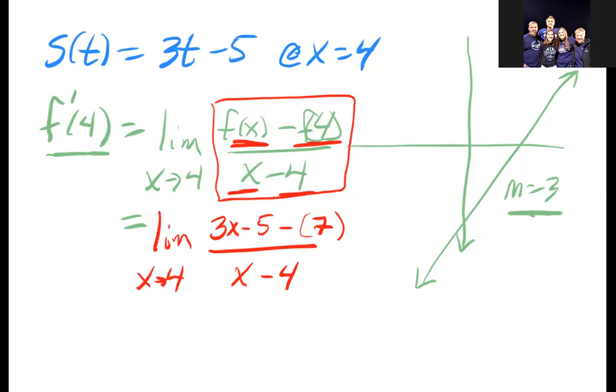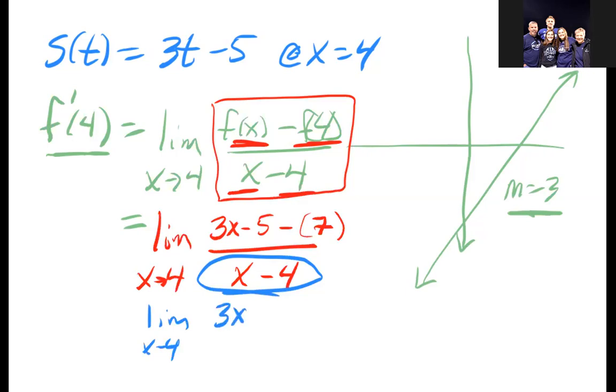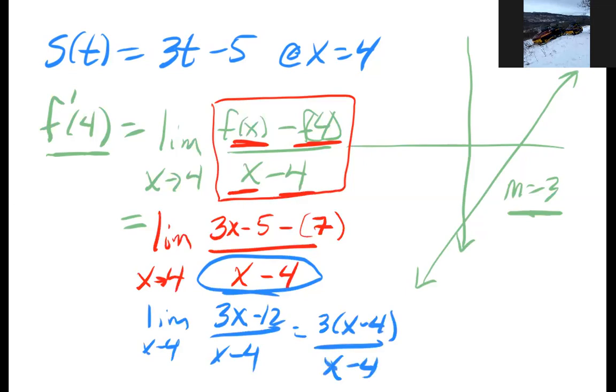Now, we can't really evaluate this limit because if we tried to evaluate it by plugging in 4 for x, we'd have a problem here. So what we're going to have to do is some algebra. I think if I simplify this, it works out to look like so. Limit as x approaches 4 of 3x minus 12 over x minus 4, which if I do a little algebra, I think it turns out to look like that.